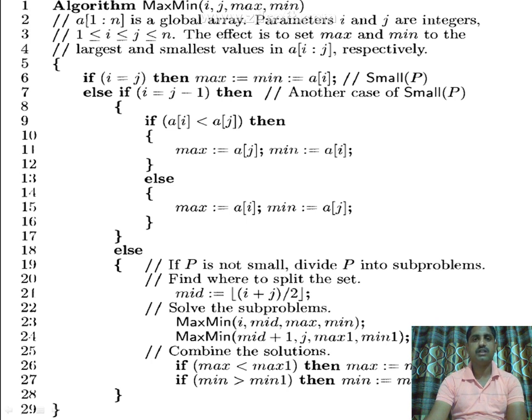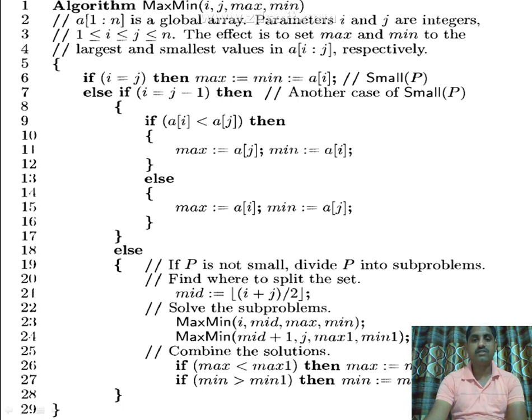Here is the algorithm MaxMin(i, j, max, min). If i = j, then max = min = a[i], which is the small case of P. Otherwise, in another small case of P, if i = j - 1, then if a[i] is less than a[j], max = a[j] and min = a[i]. Otherwise, max = a[i] and min = a[j].